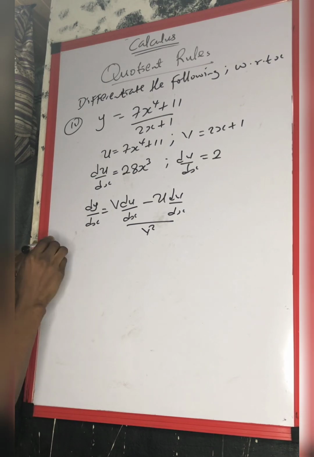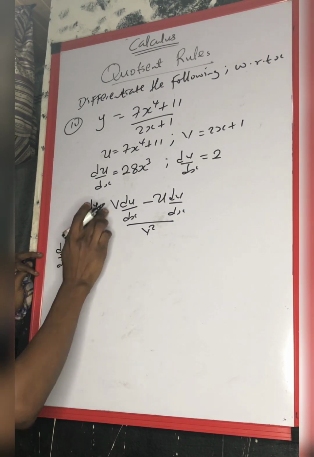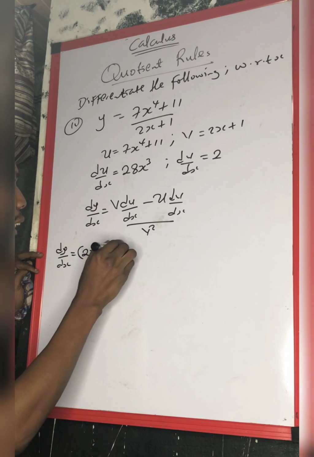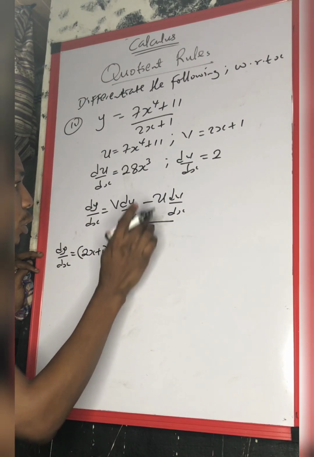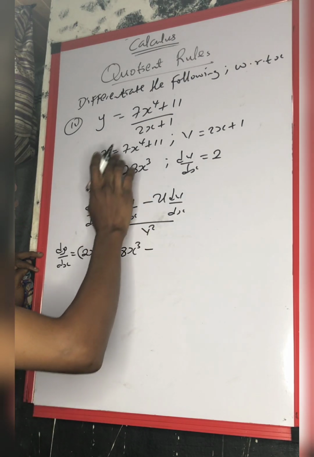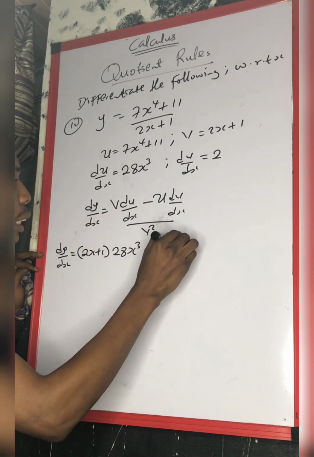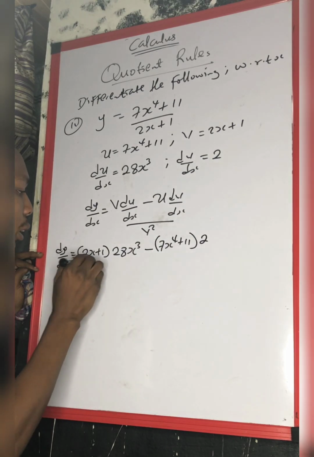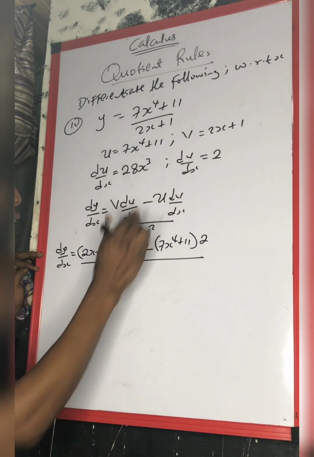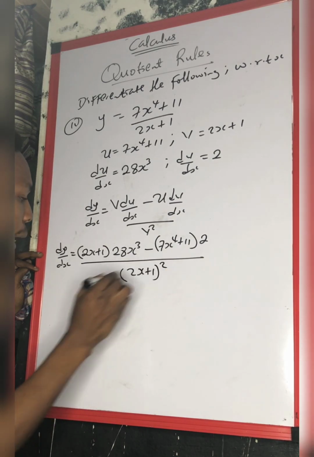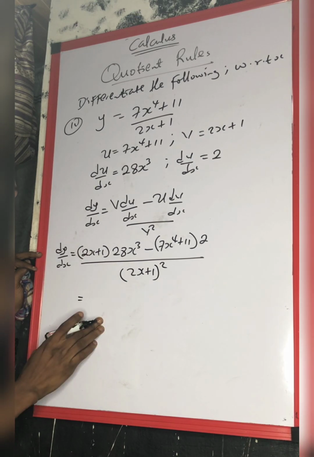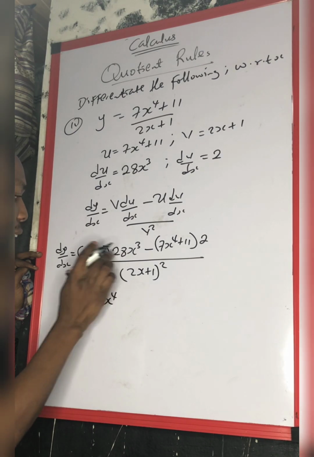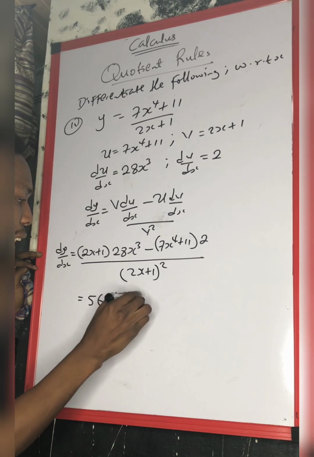So from there, our dy/dx will be equal to our v, which is 2x + 1, times du/dx, which is 28x cubed, then minus our u, which is 7x^4 + 11, times dv/dx, which is 2, then all over v squared, our v being 2x + 1, then squared. So 28 times 2 gives us 56x^4, and 28 times 1 is 28x cubed.